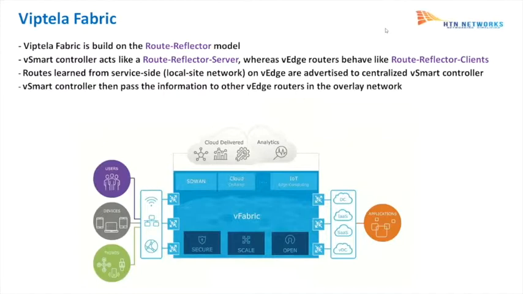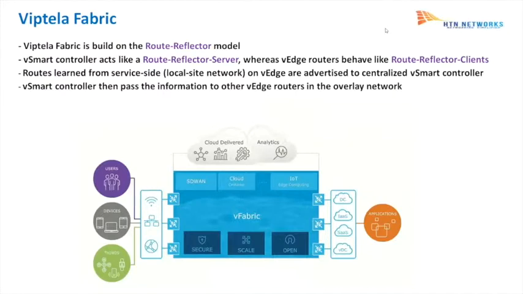So the vSmart controller is basically a route reflector server, and all the vEdge routers behave like route reflector clients. What it means is, as we mentioned earlier, that all vEdge routers create a tunnel with the central controller. They don't create any control traffic tunnels between themselves. They only create them to the central controller. The central controller gets all the routes, and then it is the one who distributes those routes to other vEdge routers. So it's a client-server model, you can say. All the vEdge routers are clients, and the controller is the server.